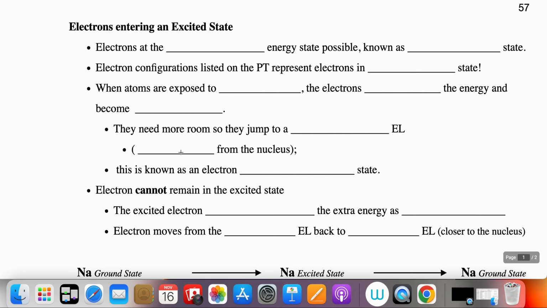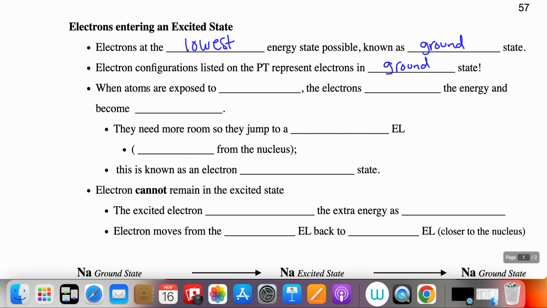and what it means for an electron to be in an excited state. So electrons, their natural preference is to be at the lowest energy state possible. And when an electron is at its lowest energy state possible, this is known as ground state. The electron configurations listed on our periodic table represent electrons in the ground state. But electrons aren't always in the ground state.